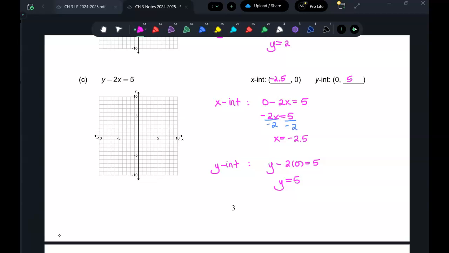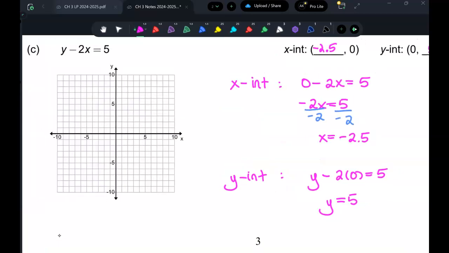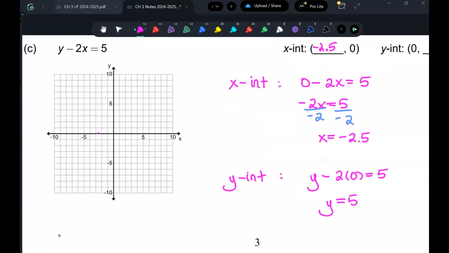Yeah, where would -2.5 be? Here's -2, here's -3. So we want to put -2.5 right between them, not on the line. So it's going to be like here. -1, -2. This would be -2.5. And then y would be at 5. And then we're going to line those up. Easy.